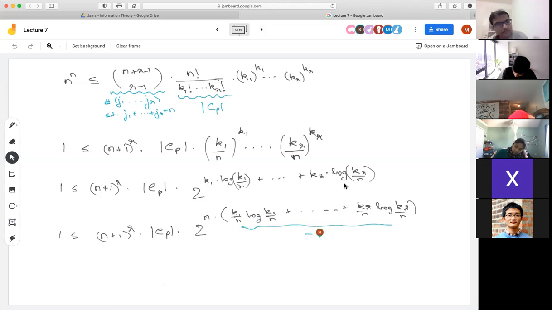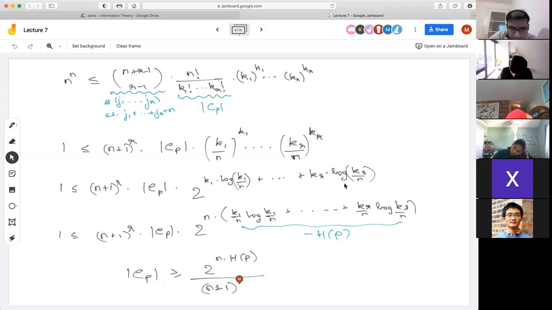This is nothing but the entropy of the distribution P, which corresponds to the type. Negative because we have the probabilities inside the log rather than 1 over the probabilities. And then just rearranging the terms tells you that the size of the type class is greater than or equal to 2 to the n times H of P. And I'll leave the upper bound as an exercise.